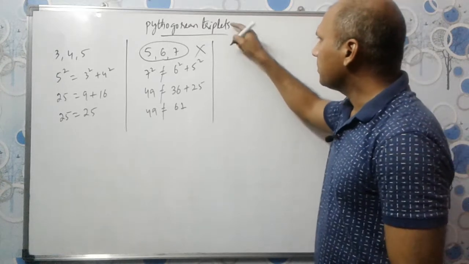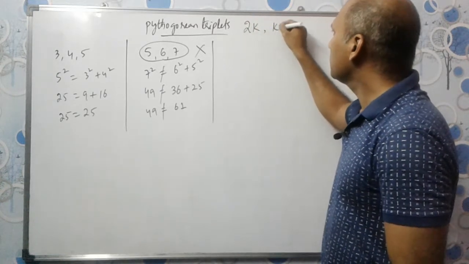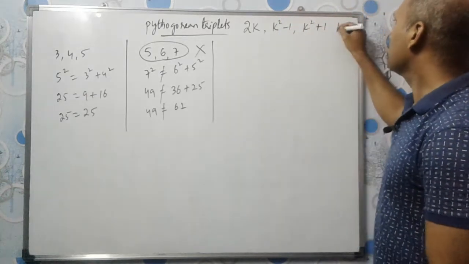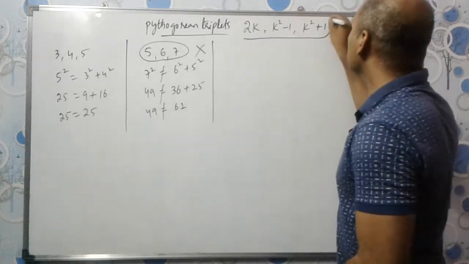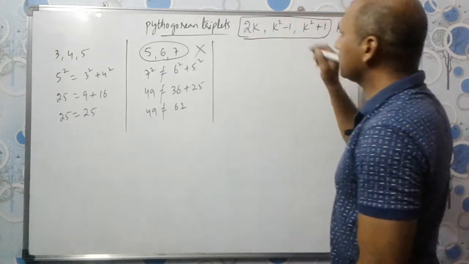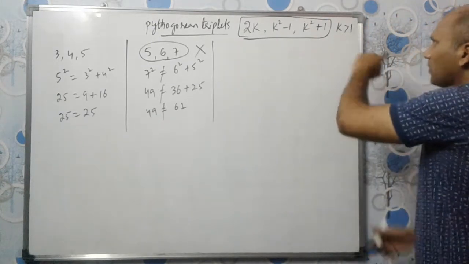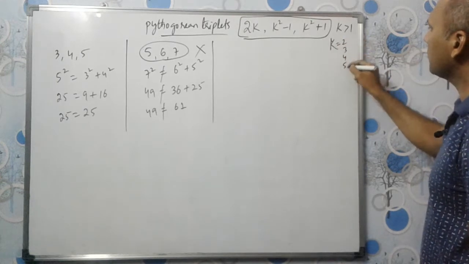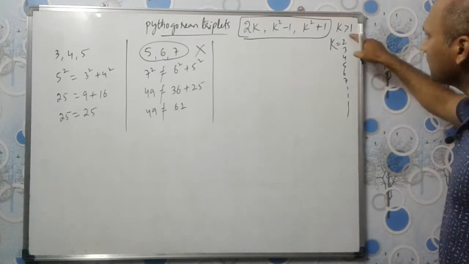So let us learn that Pythagorean triplets in general form are 2k, k square minus 1, k square plus 1. K should be greater than 1. Okay, these 3 numbers are Pythagorean triplets. K can be 2, 3, 4, 5, 6, 7, anything. But k should be greater than 1.